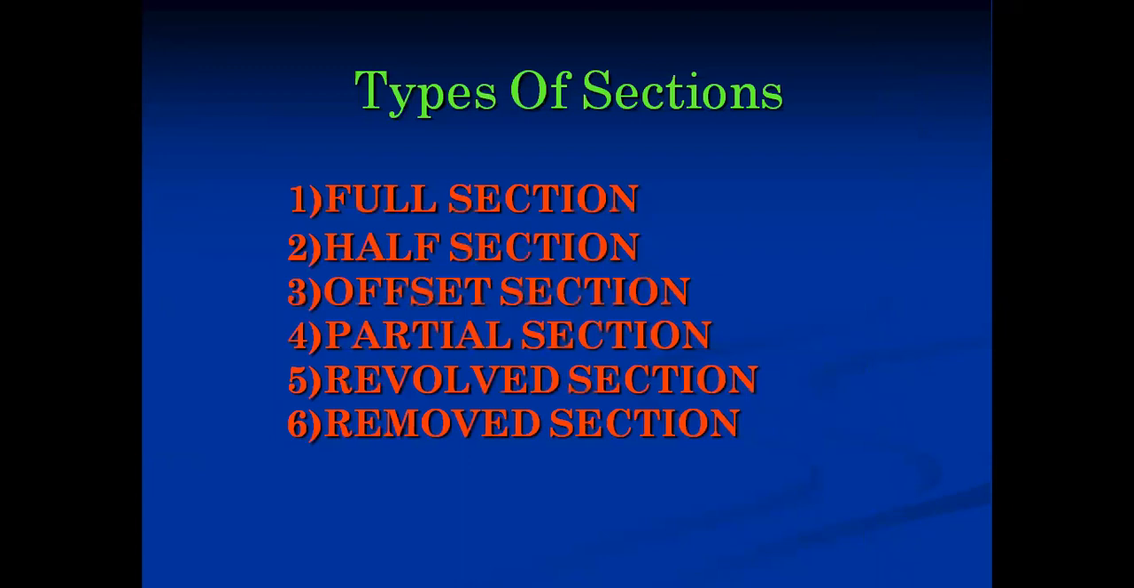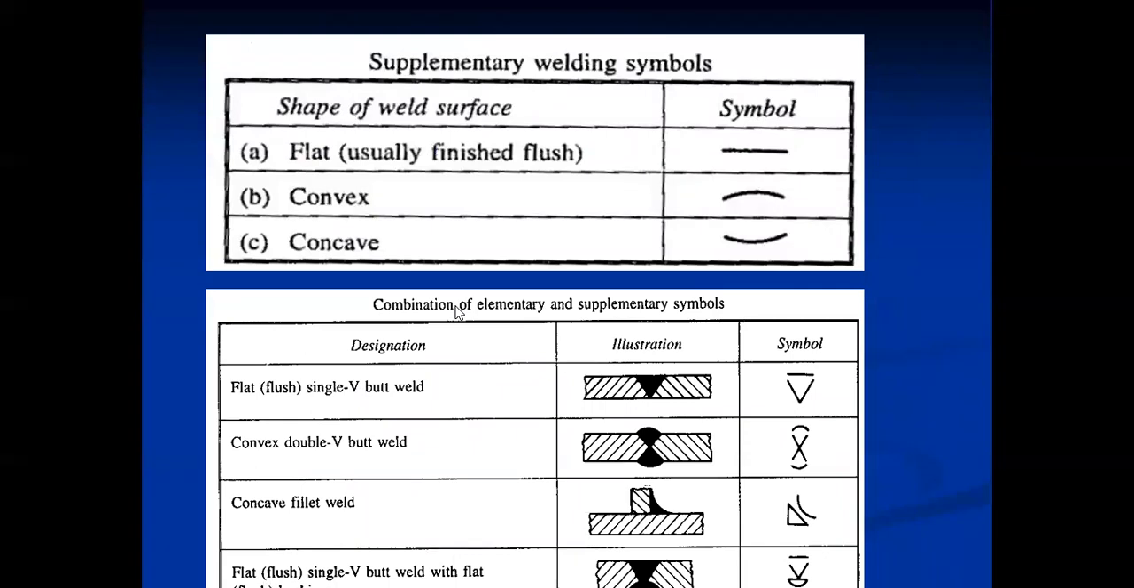Further, the last point is there. It is called types of section. So this we will see in the next lecture. Only one point is remaining from the first chapter, that we will complete in the next lecture.